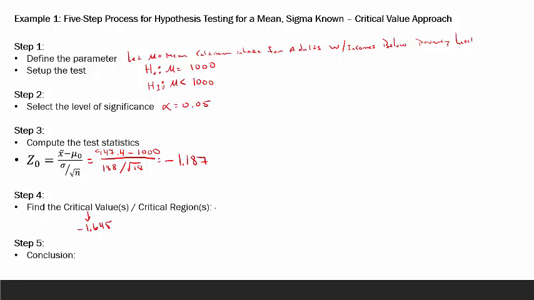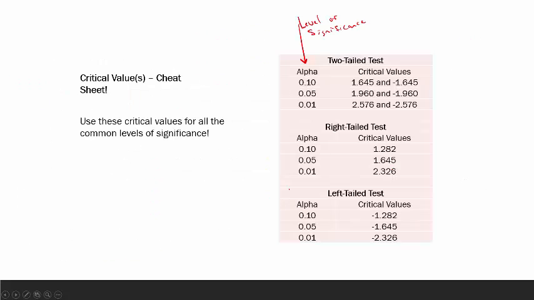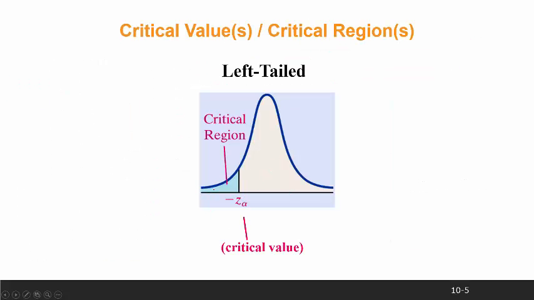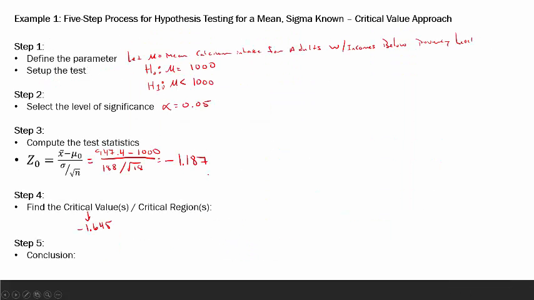Okay, so the critical region. You look back here: for a left-tailed test, this is our critical region. I'm going to draw a standard normal curve. We know a standard normal curve is centered at 0, and I'm going to go to my critical value, minus 1.645. I'm going to shade to the left of it, and this in here is my critical region.